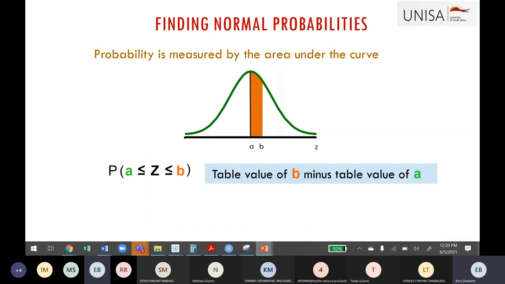Then we also looked at the probability of between. If Z lies between two values, then we take the value that we find on the table for Z less than B and subtract the value for Z less than A. So the probability of Z less than B minus the probability of Z less than A, because Z less than A is a value we will find on the table, and Z less than B is also a value we find on the table, and we subtract one from the other, and that gives us the probability of between.